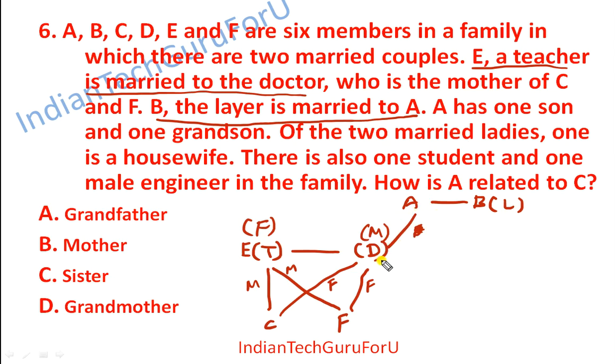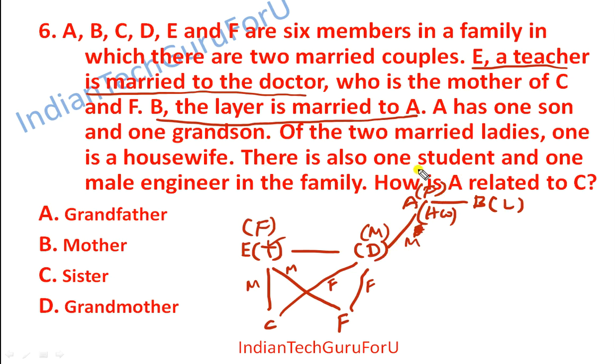A's son is D. Of the 2 married ladies, one is a housewife. Already 1 married lady is a teacher. They have given that. So who is the other lady? The other lady must be A, because B is already working, and they said that of the 2 married ladies, one is a housewife. So A must be a housewife and A must be female. So now we can say that A is the mother of D. Okay. So now let us continue.